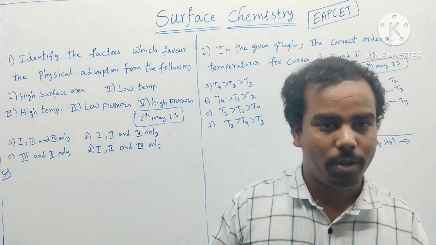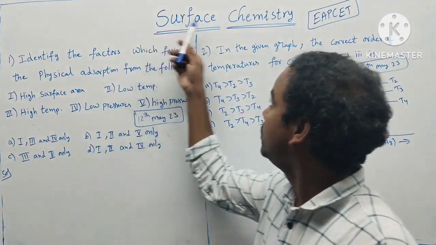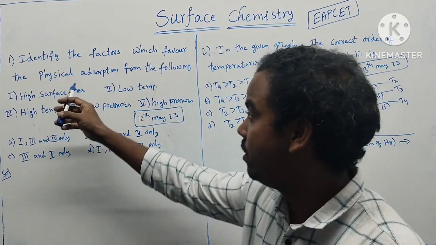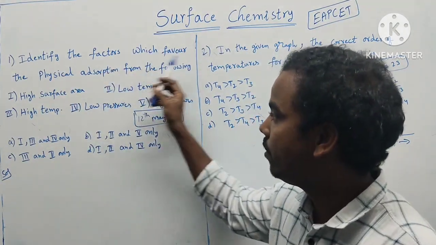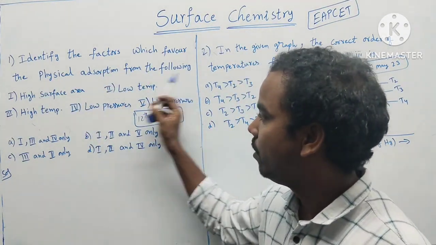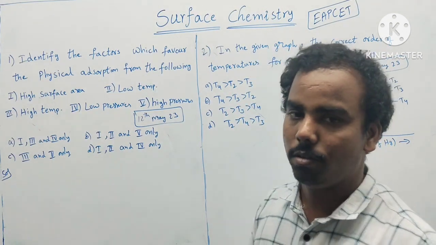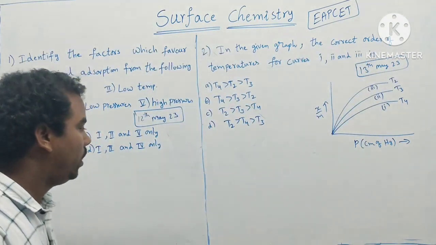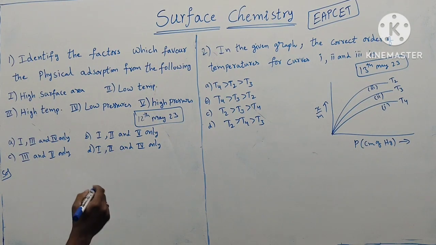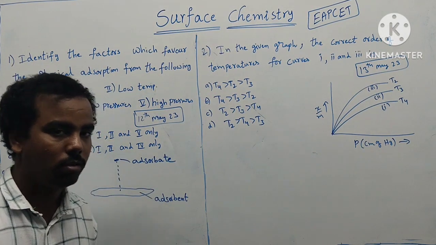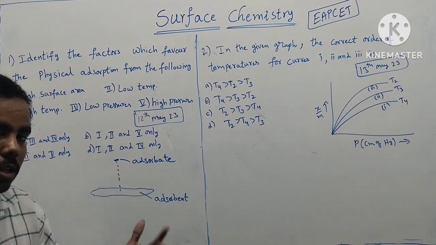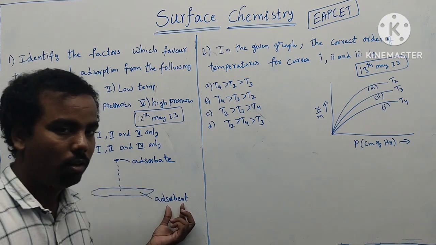Hi dear students, today we are going to discuss the chapter Surface Chemistry objective questions for EAP set. So the first question is: identify the factors which favor the physical adsorption from the following. So first, what is adsorption? First you have to learn what is adsorbate and what is adsorbent. The adsorbed substance is called adsorbate, the adsorbing substance is called adsorbent.